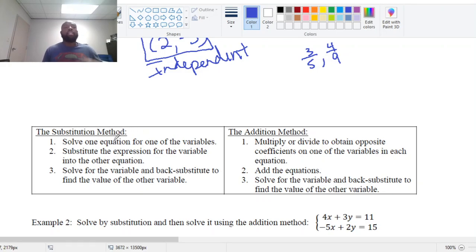With substitution, we're going to solve one of the equations for one of the variables and then substitute it into the other equation so that we'll have an equation with one variable. And from that equation, we can solve for one of the variables. Once we get that value of that variable, we can substitute it into one of the equations with both of the variables in it, and then we'll have both of our solutions. That's the substitution method.